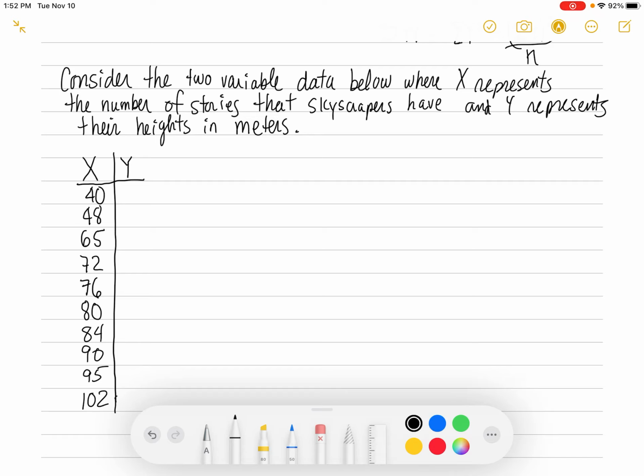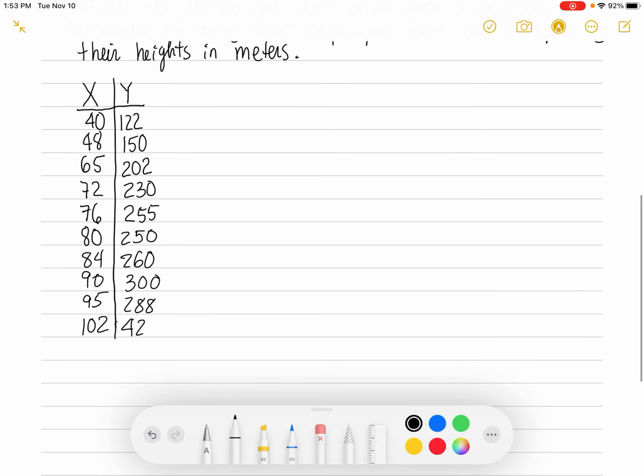And in the y column, we're told how many meters tall each skyscraper is. So the first skyscraper is 122 meters. The second one's 150 meters. The next one's 202 meters. Next one's 230 meters. The next one's 255 meters, then 250 meters, then 260 meters, then 300 meters. Next one's 288 meters. And the last one is 420 meters. So that's all our information that we're given.